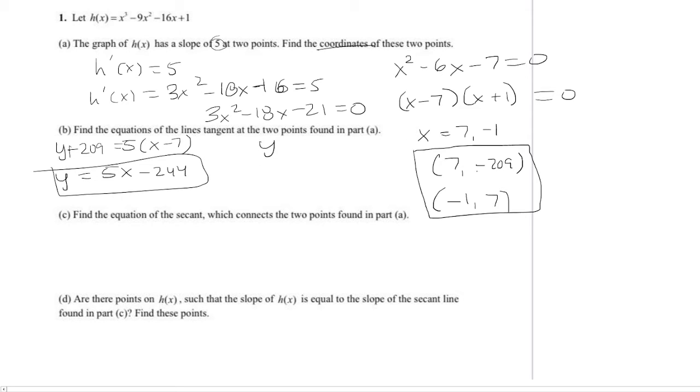Now I'll do the same thing with the second point. We have y minus 7 is equal to the slope times x minus negative 1. So that's going to give us y equals 5x plus 12.